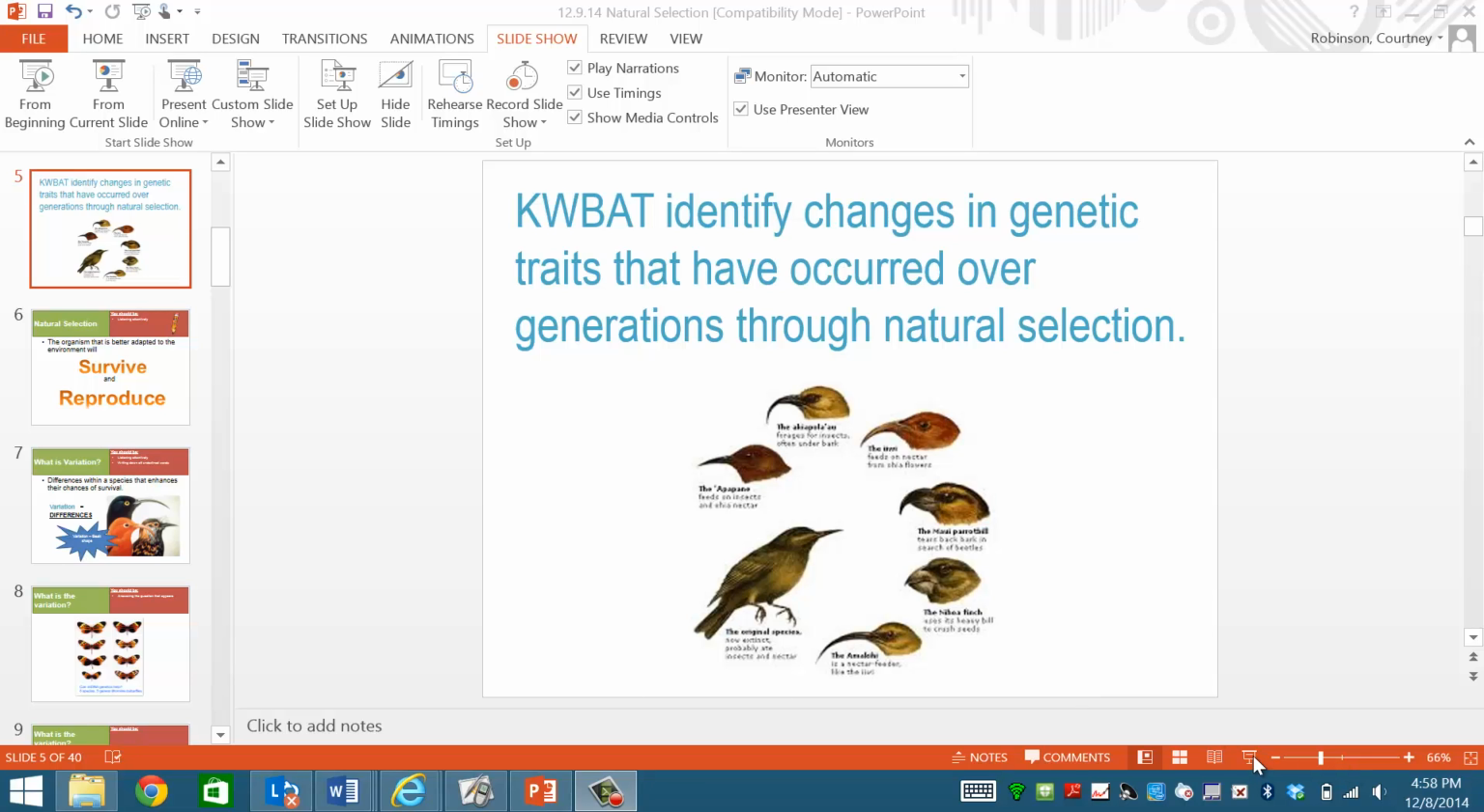Hey Kipsters, today we're going to talk about how to identify changes in genetic traits that have occurred over generations through natural selection. Let's get started.